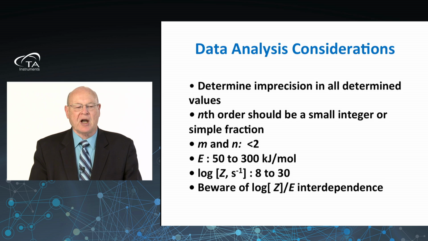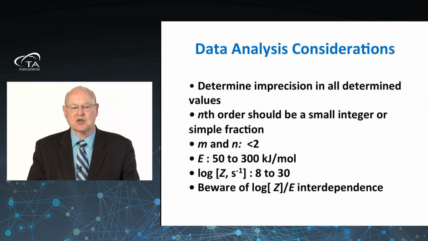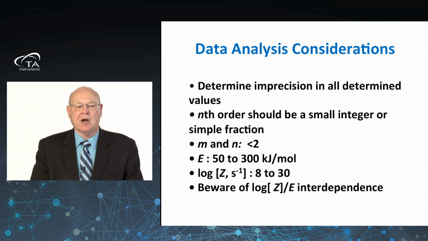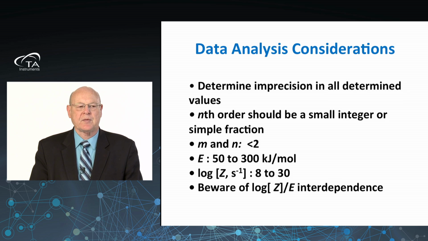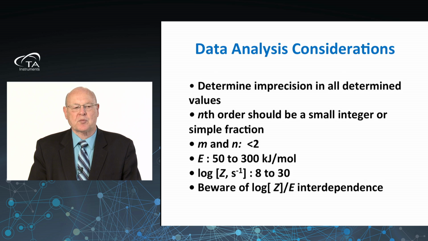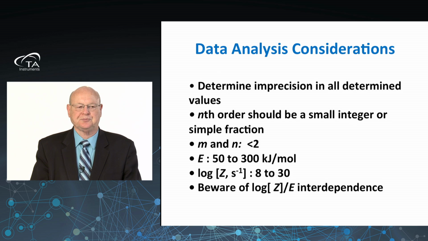The value for activation energy should be between about 50 and 300 kilojoules per mole. Biological reactions, low energy reactions, typically have 50 kilojoules per mole. These include things like the flashing of firefly tails or the chirping of crickets. The high values, 300 kilojoules per mole, will be for those high energy reactions such as pyrotechnics. The logarithm of the pre-exponential factor expressed in reciprocal seconds will range between about 8 and 30.